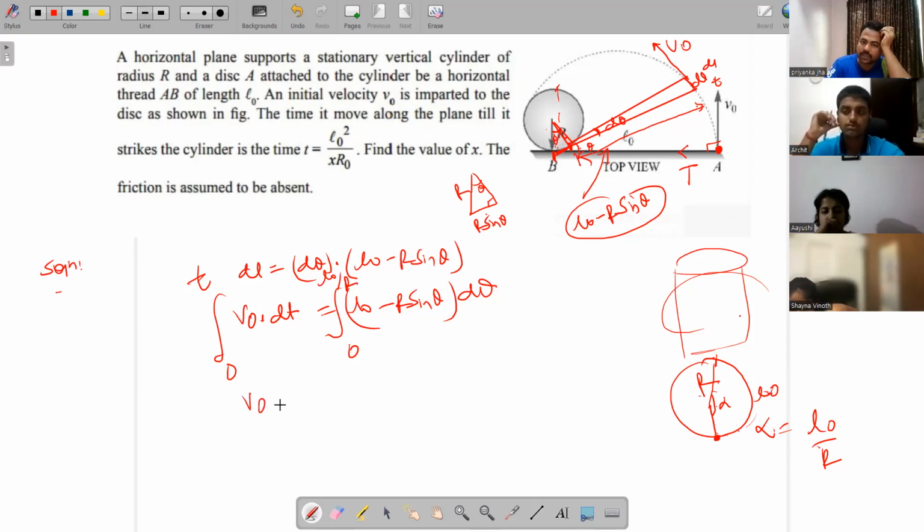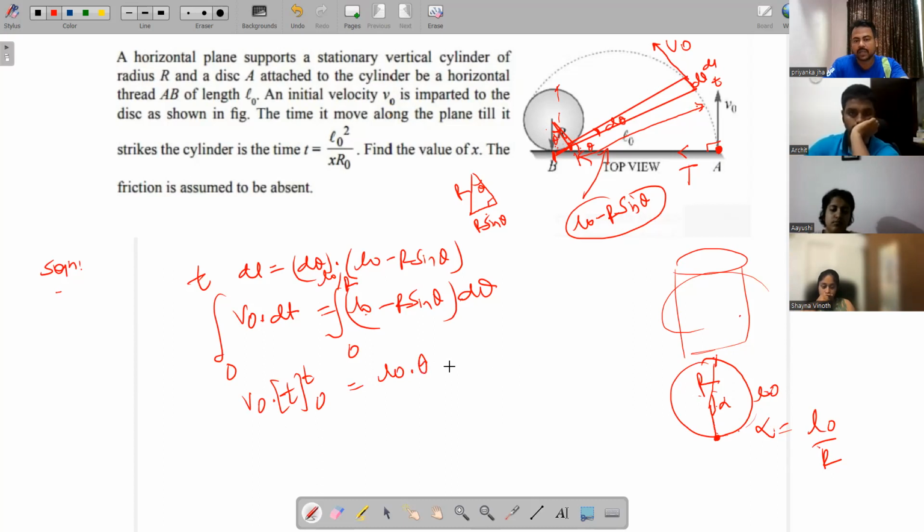Just integrate this. V naught will come out. This is constant. The integration of dt is t, with upper limit and lower limit. Now integrate this. L naught is constant, it will come out. Integration of theta is theta, minus R times the integration of sine theta, which is minus cos theta. And then put this limit, L naught by R to 0.